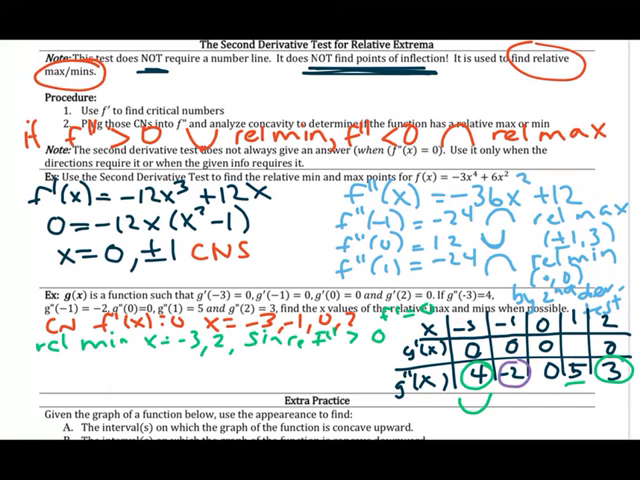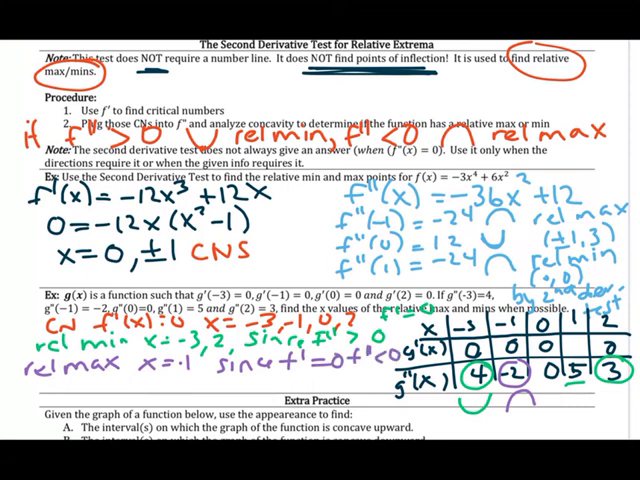We know that when x is negative 1, we are concave down, since g double prime, or the second derivative of g, is negative 2. So we know we have a relative max, since we're saying concave down, relative max when x equals negative 1, since f prime is 0 and f double prime is less than 0.